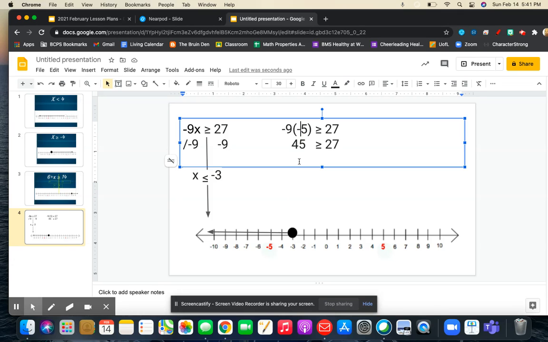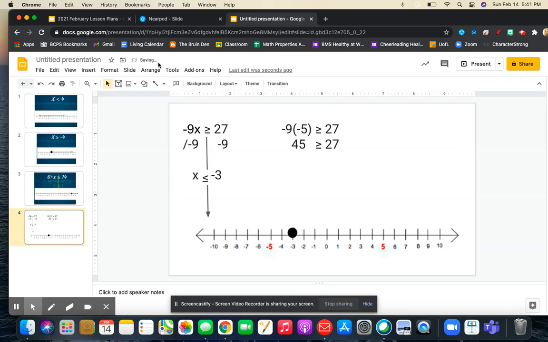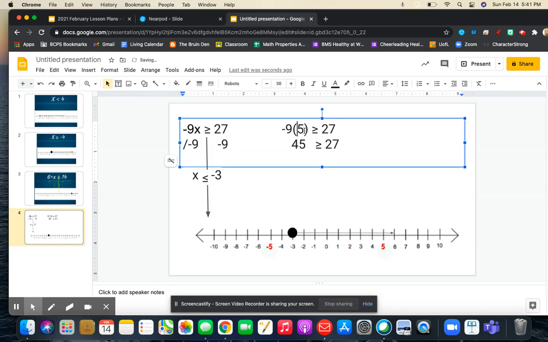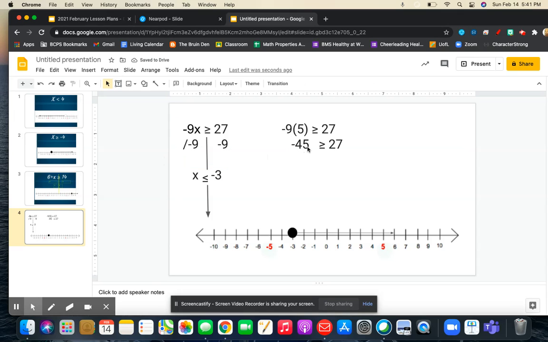If we flipped it to the other side, let's say that I didn't have it be less than. I had all numbers greater than, so I would move this to the right, making positive 5 an answer. Positive 5 times negative 9 is negative 45. Negative 45 is not greater than 27. It's less than. So that is why we need to flip it, because it makes your answer true, and we use our check step in order to prove that.